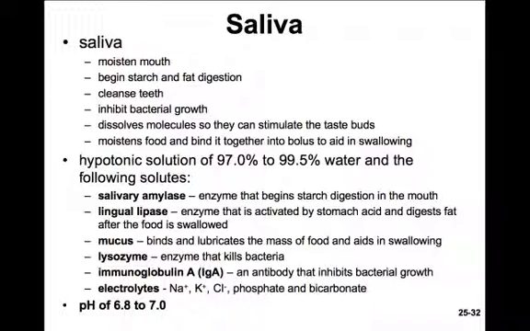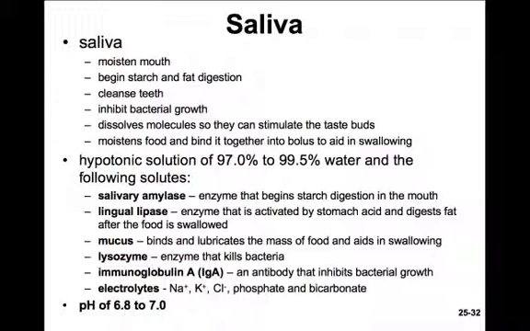It's about 97% to 99.5% water. And it contains some of the following things. It contains an enzyme that's used for starch digestion, and it begins in the mouth, salivary amylase. There's also lingual lipase. This enzyme is activated by the stomach to digest fat after the food is swallowed.